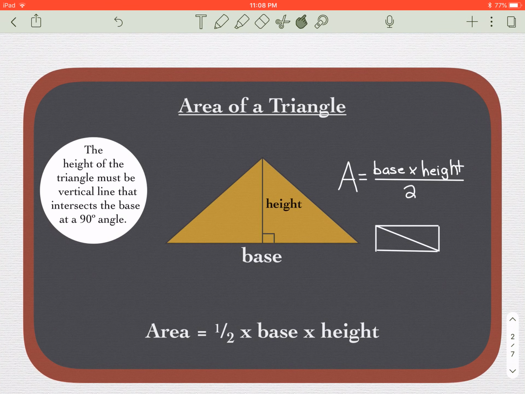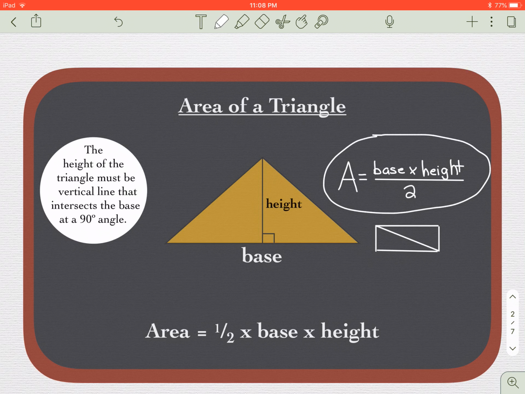Here we have the formula of the area of a triangle, and the area of a triangle is 1/2 of the base times the height. That is what a lot of reference sheets show. I prefer the formula that I have handwritten right here, which is the area equals the base times the height divided by 2.